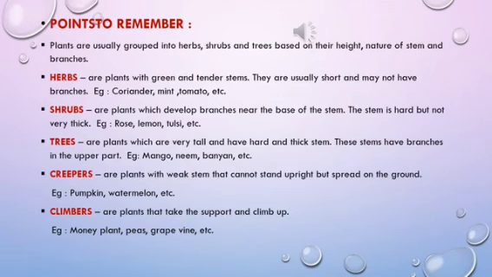Creepers are plants with weak stem that cannot stand upright but spread on the ground. Example: pumpkin, watermelon, cucumber, etc. Climbers are plants that take the support and climb up. Example: money plant, peas, grapevine, etc.